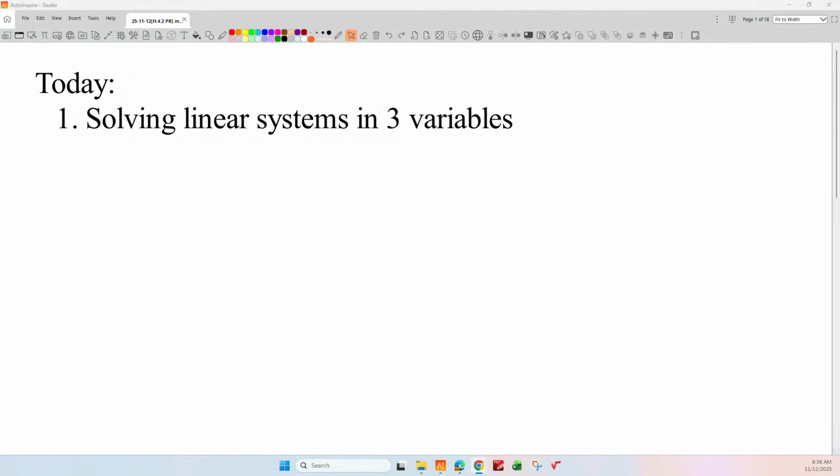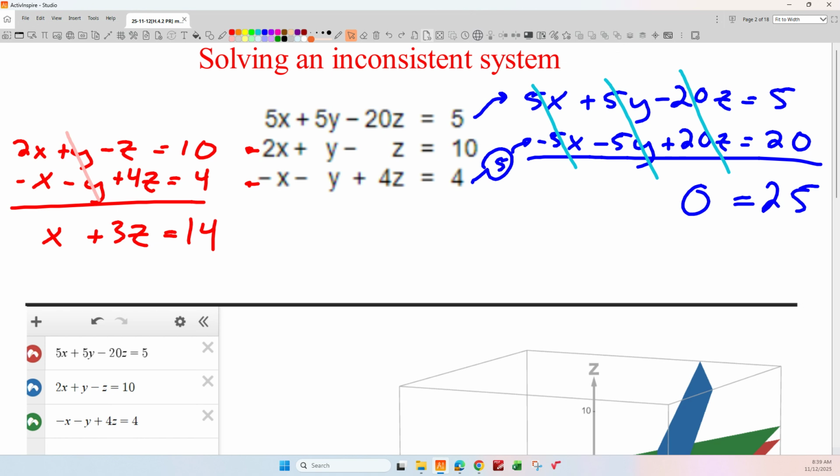Okay, we were talking on Monday about solving 3x3 linear systems. What do we mean by 3x3 linear system again? Three variables, three equations. There we go. Okay, so we left off with one like this, right? And remember what our strategy was.